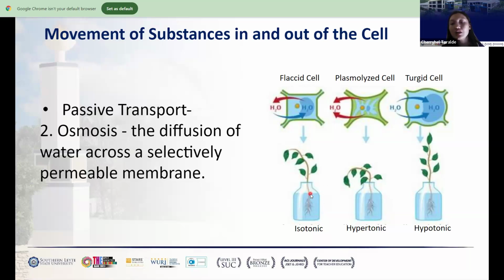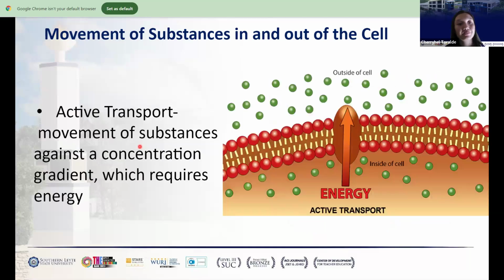Kapag isotonic, okay ra siya. Pero kapag hypotonic, ano dyan siya? Turgid. Okay. So, osmosis again is just the movement of the water in and out of the cell. It's just a special type of diffusion wherein it focuses the movement of the water.